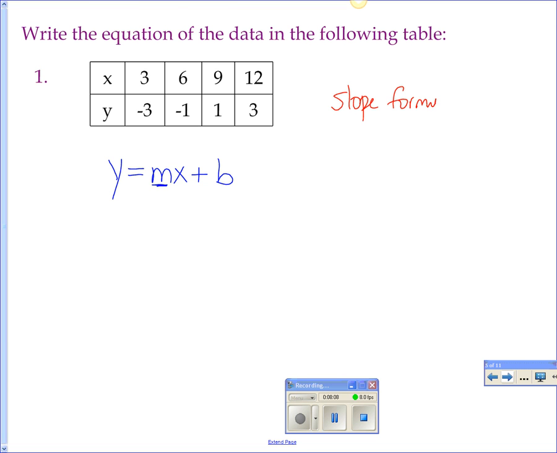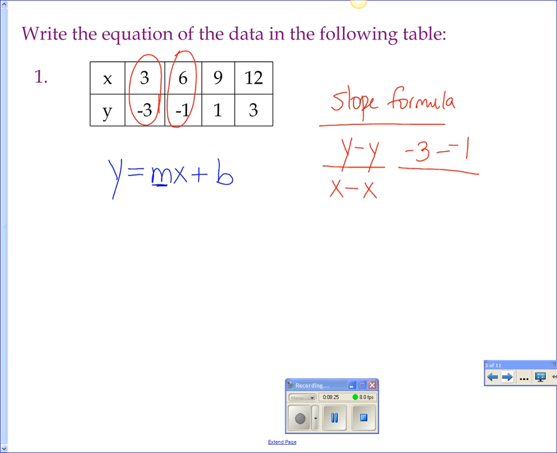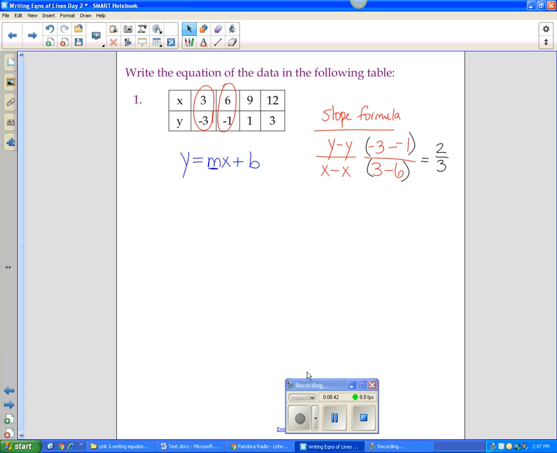So the slope formula, if you remember, is y minus y over x minus x. So pick 2 points. It doesn't matter which 2. For y minus y, I'm going to do -3 minus -1. And for x minus x, it's going to be 3 minus 6. Remember when you put this in the calculator to use your parentheses? So you end up getting 2/3. Remember on the calculator, you're going to have to hit math, enter, enter.